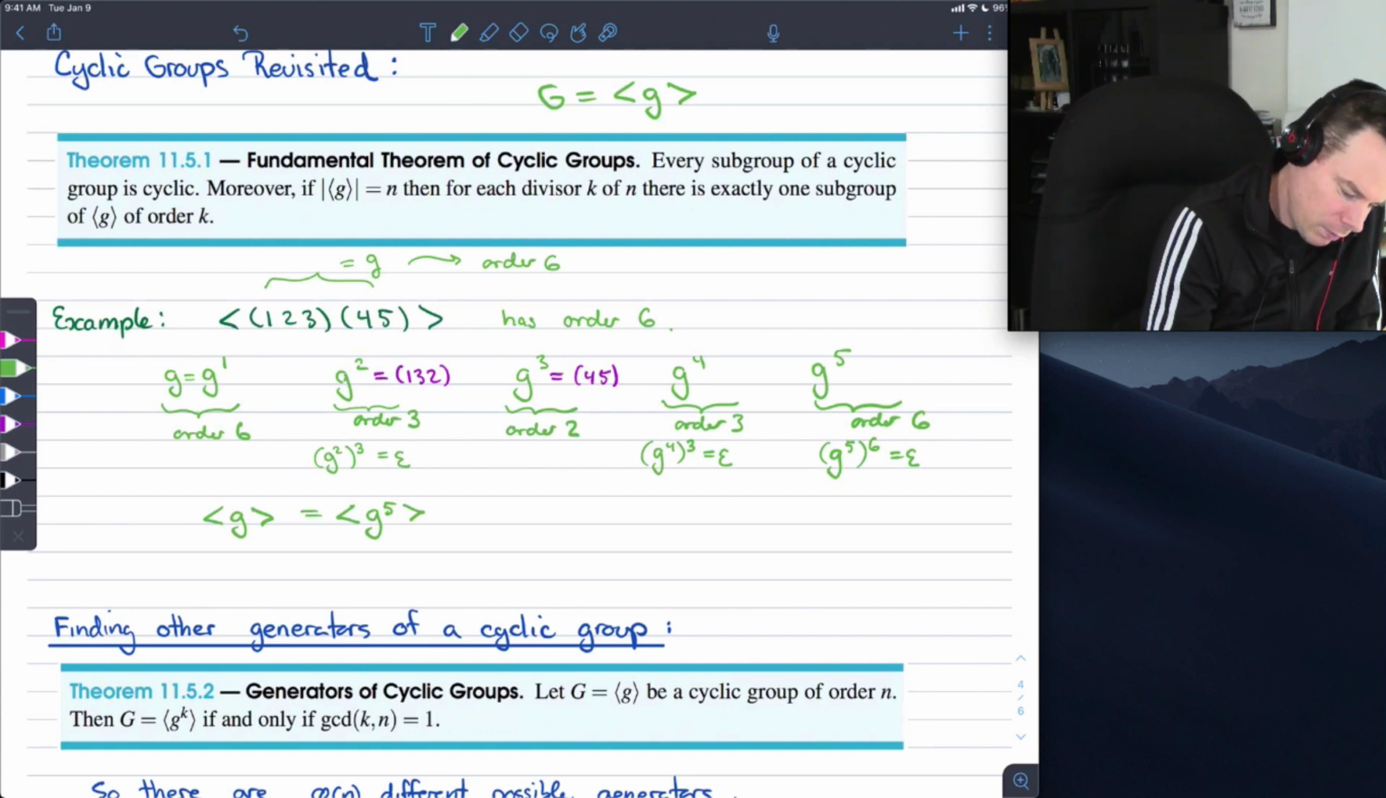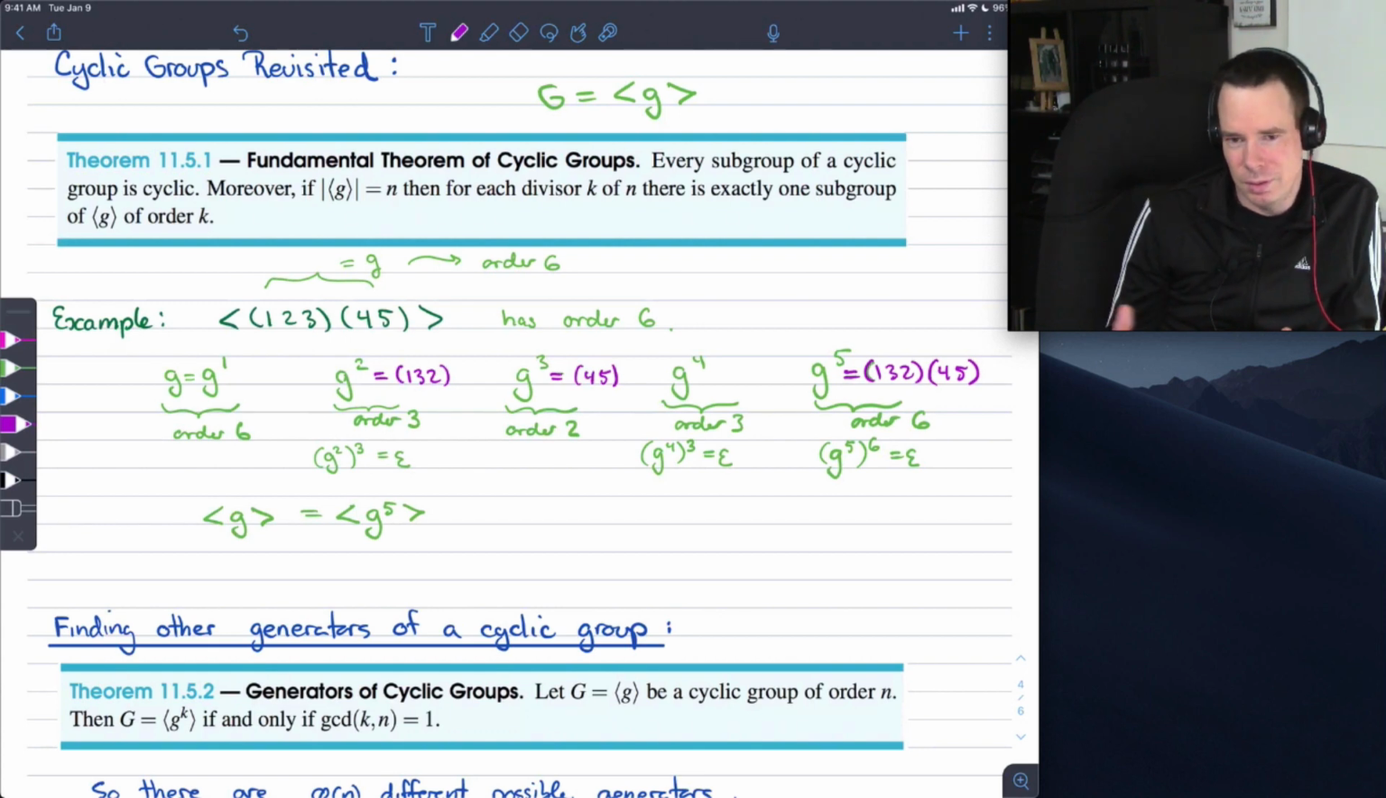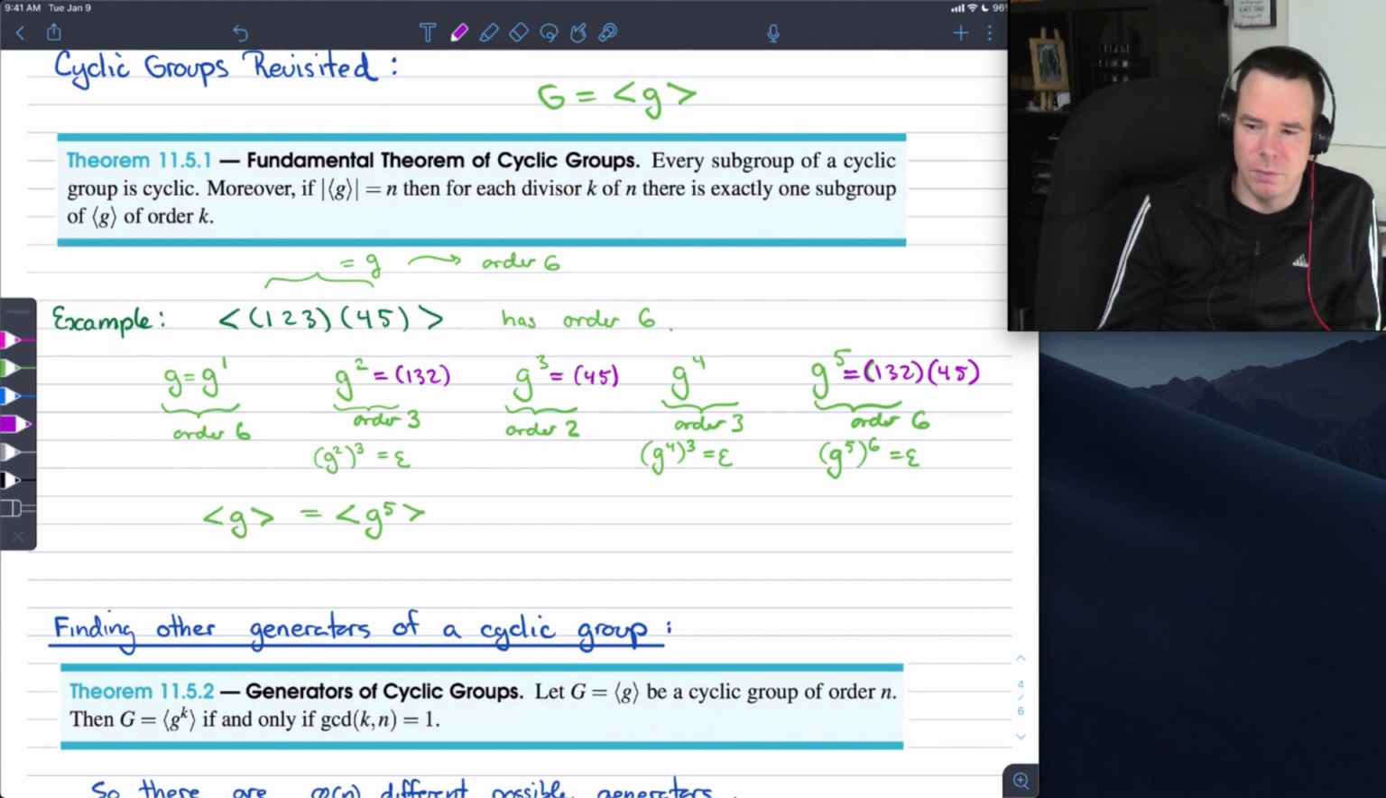What is g to the 5 in this case? Well, this would be the first 3-cycle raised to the 5th power, which would be its square. I'll write this in purple. So it's (1 3 2), and it would be the 2-cycle raised to the power of 5. So that's what the cycle structure would be. Yeah, it's of order 6. It's really just the inverse of g in this case. So it's rather obvious in that sense that if every element of this group is some power of g, then every element is also a power of its inverse.